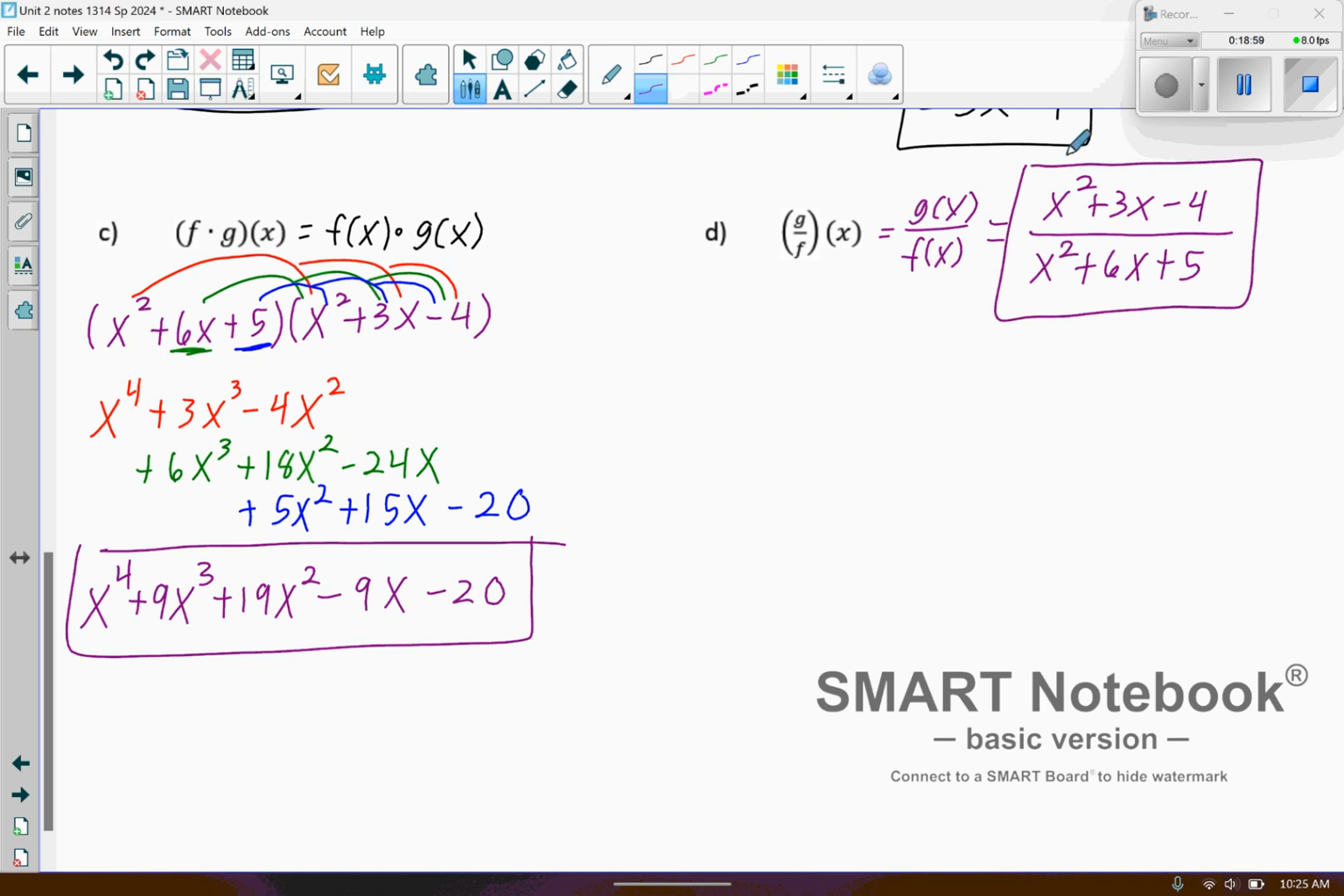Okay, so this is the combination of functions. We still have to do the composite functions. And so I'm going to start a second video for that.